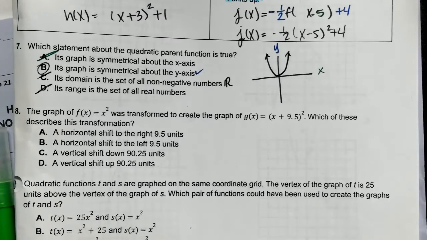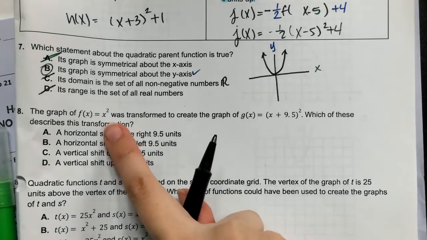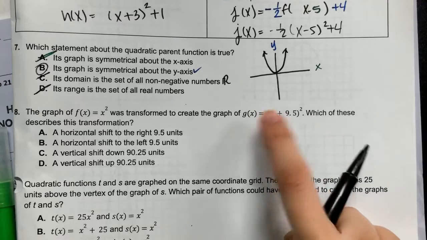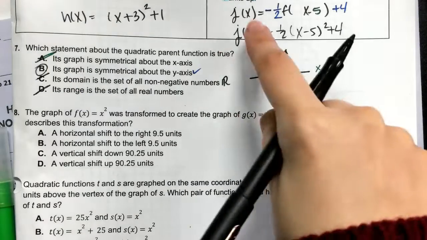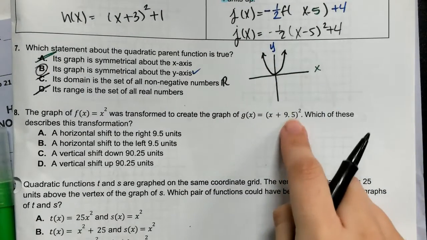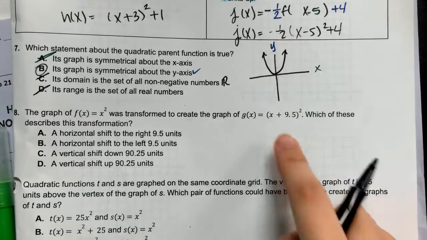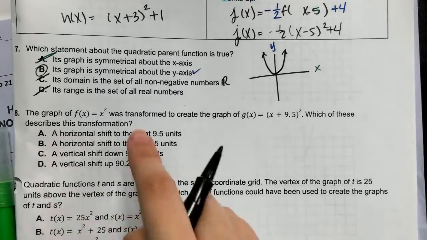For number 8, similarly, you are talking about the parent function. In this case, we are being transformed. So here's my transformation function. Once again, using g of x, you could use g, h, j, doesn't really matter. This one's using quadratic notation, so instead of using the f, it's using this type of notation. Which of these describes this transformation?